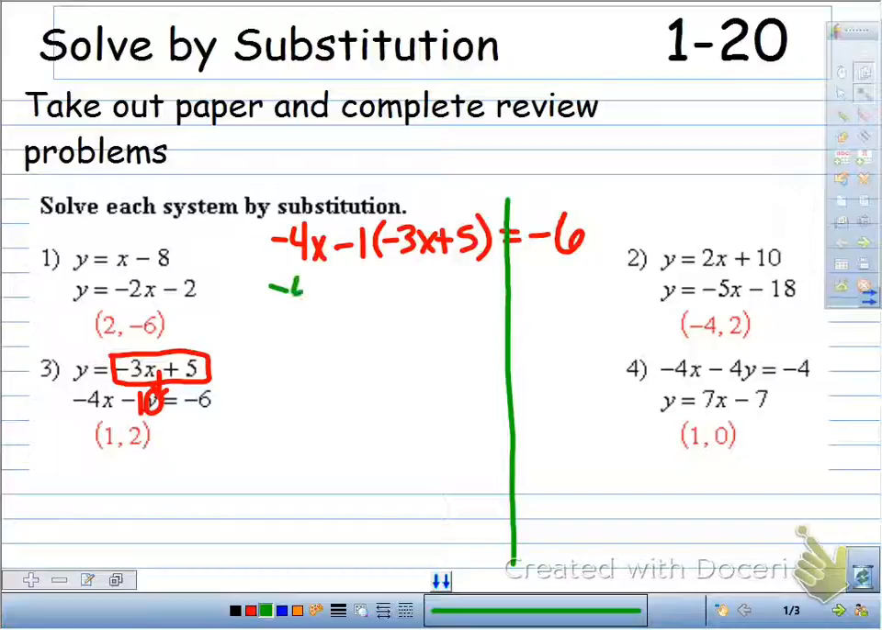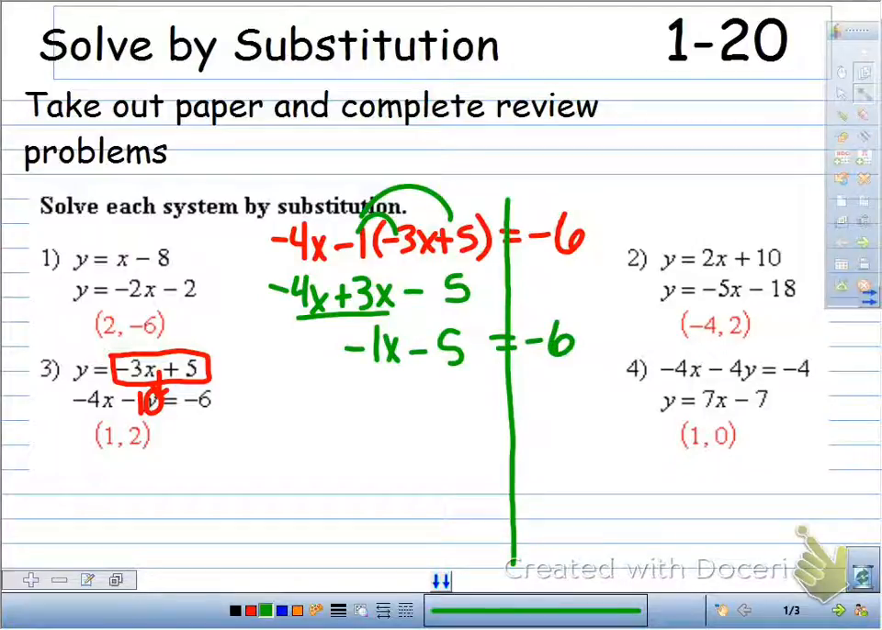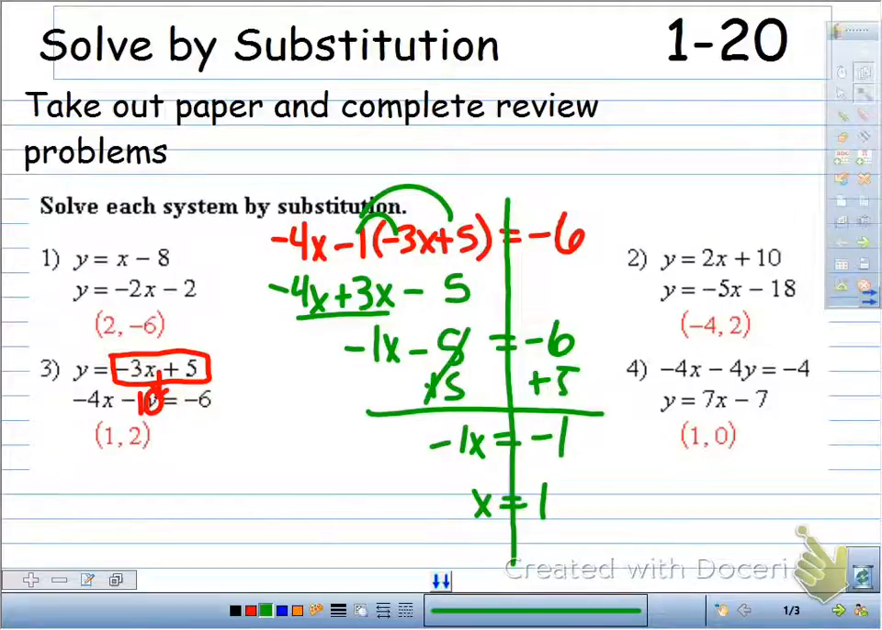So distribute. Negative 1 times negative 3x is positive 3x. Negative 1 times 5 is negative 5. Add my x's together. And I start solving. Add 5 to both sides. I'm going to get negative 1x equals negative 1. Divide both sides by negative 1, and x is 1. So I have my first answer, my 1 for my x.